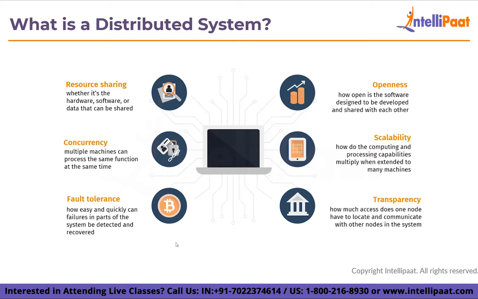And moving on to the next function, we have scalability. Scalability means how the computing and processing capabilities multiply when extended to many machines. So let me break this down. Let's say you have 10 nodes in a distributed network. You buy 10 nodes and then you form a distributed network through these 10 nodes. You create a software and you deploy it on one of the nodes in the network, and everybody can access the software. Now you want to increase the network, that is increase the population of the network by adding 90 more nodes. Let's say now the number of nodes in the distributed network is 100. So now the software has to work in the same manner, that is it has to give out the same functionalities in the same amount of time with no lag, no issues, no latency for the 100 nodes as well.